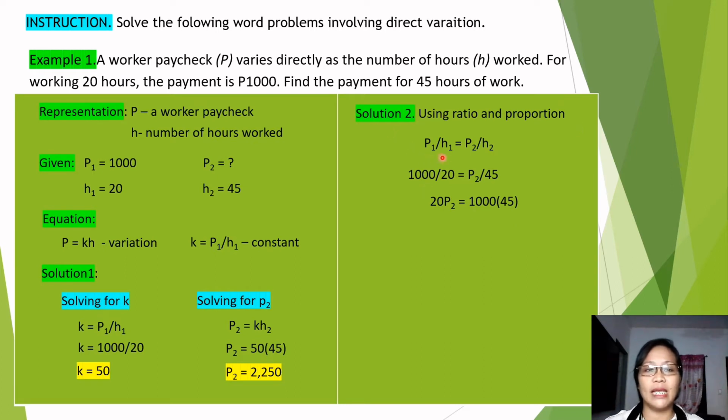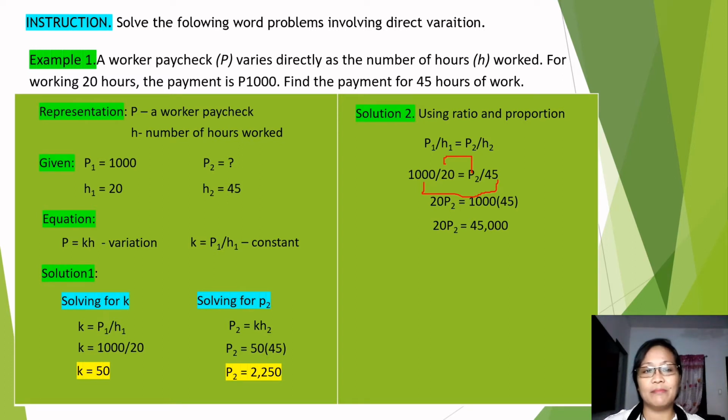So for our equation, P1 over H1 is equal to P2 over H sub 2. Then substitute the given. For P1, we have 1,000, H sub 1, 20, is equal to P sub 2, which is the unknown, all over H sub 2, which is 45. After that, we need to get their cross product. So 20 times P sub 2, we have 20 P sub 2. And 1,000 times 45. 20 P sub 2 is equal to 1,000 times 45 is 45,000.